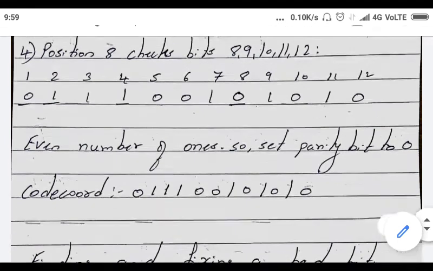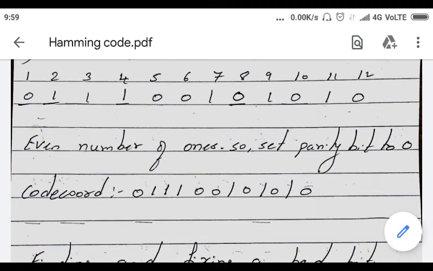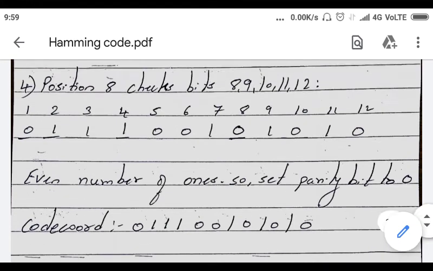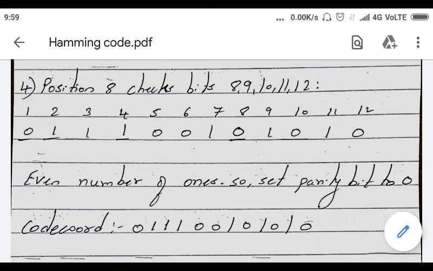So you have to set the parity bit to 0 in position number 8. Is it clear? You set the parity bit to 0 in position 8 because an even number of ones is present in these particular positions. Now all the parity bits are found and have been written in their respective positions. This is continuously what you have done.